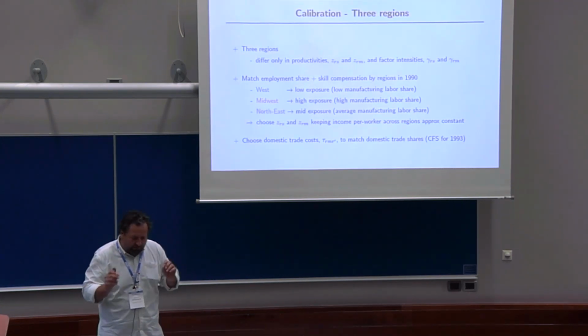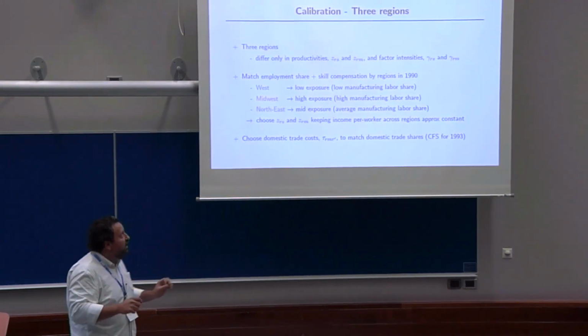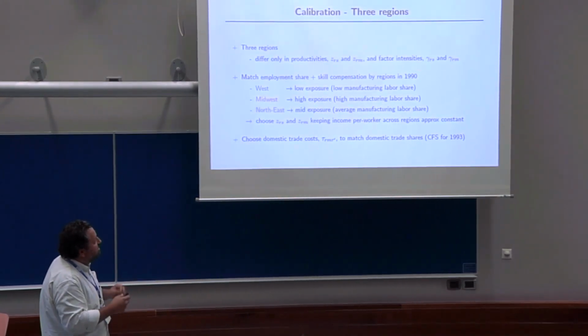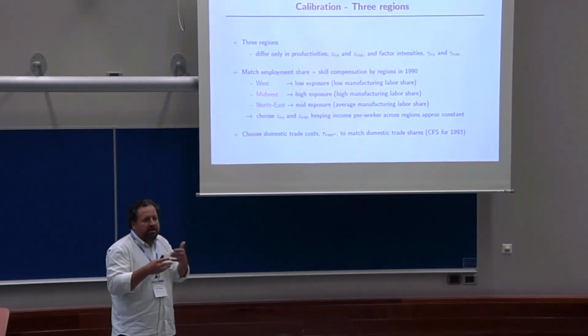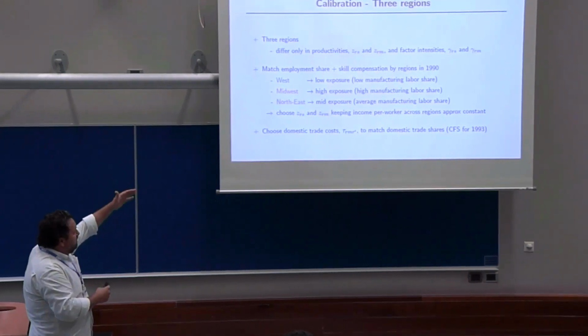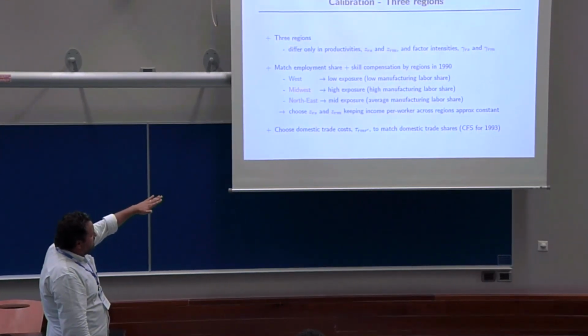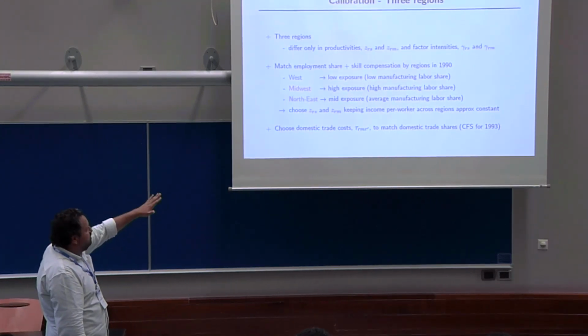That's the only thing that we've played with, with only changing those, and also changing those and basically the factor intensities. Today I'm going to show you the results where we use both because it gives a nicer fit. We basically do it for 3 regions, what we call the West, the Midwest, and the Northeast, where the Midwest is the high exposed region, the West is the low exposed, and then the Northeast.